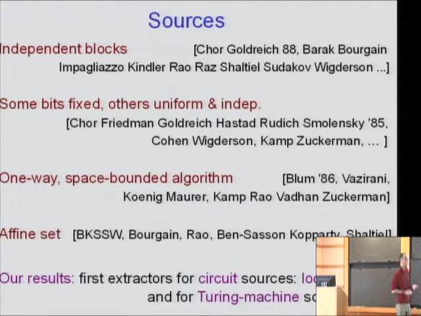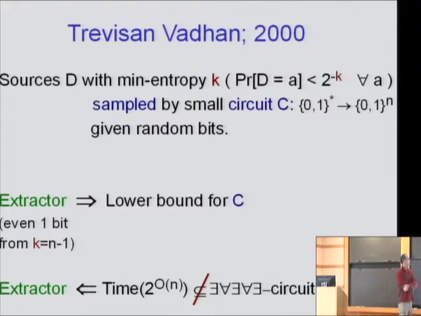Before we get to our results, let me discuss a paper by Trevisan and Vadhan. They were the first to stress the importance of extracting randomness from sources which are sampled by small circuits. They consider sources with the usual bound on the min-entropy, so the min-entropy is k. In addition, the output of the source is generated, or sampled, by a small circuit C, which is given as input just a bunch of uniform bits and outputs a sample of the source.